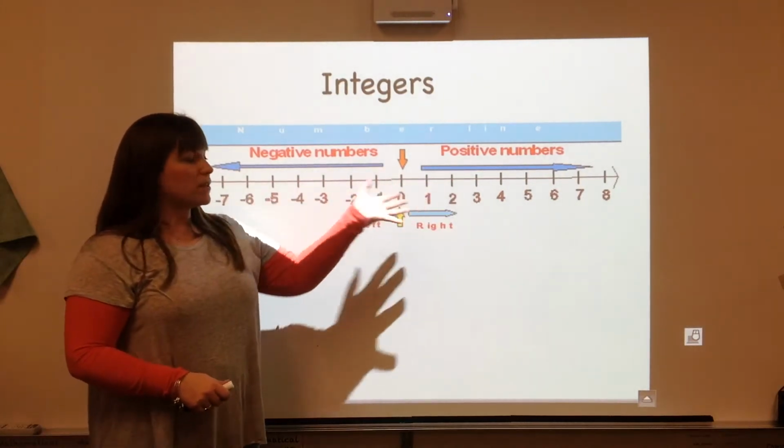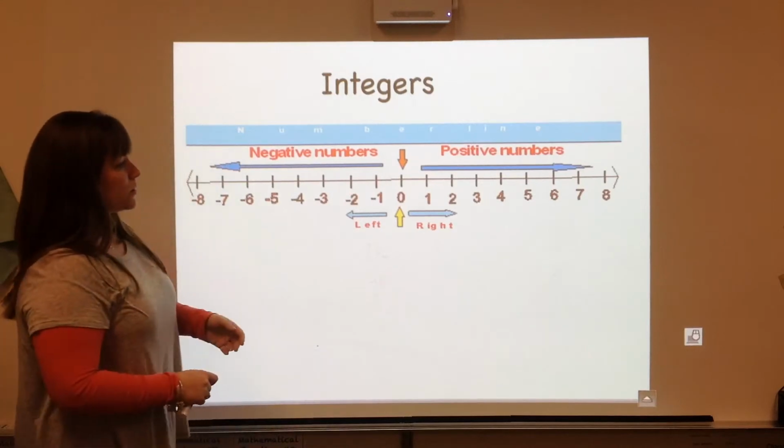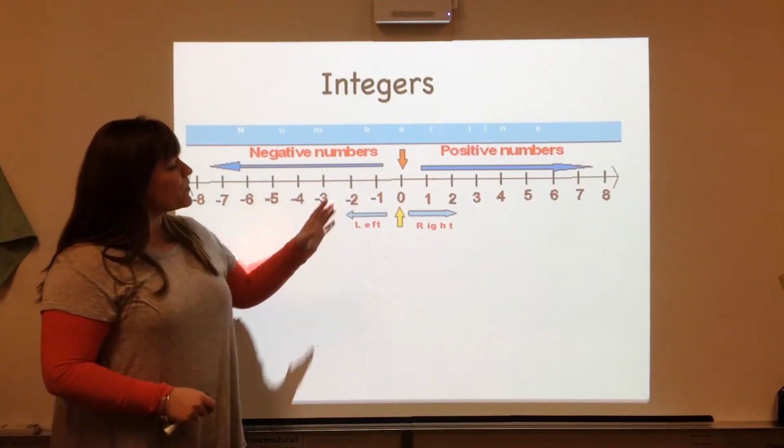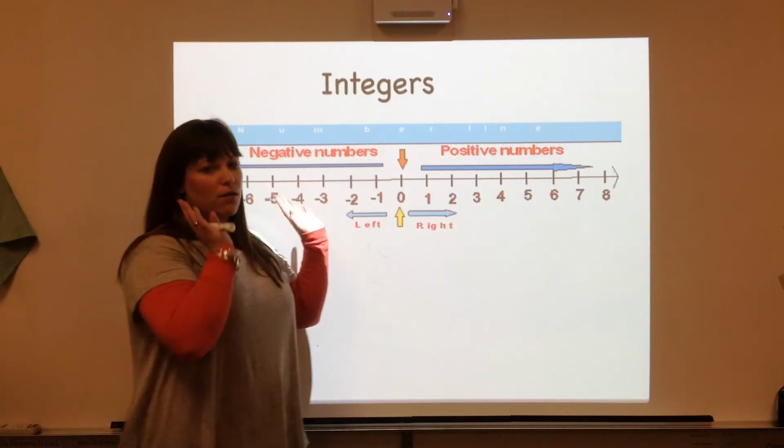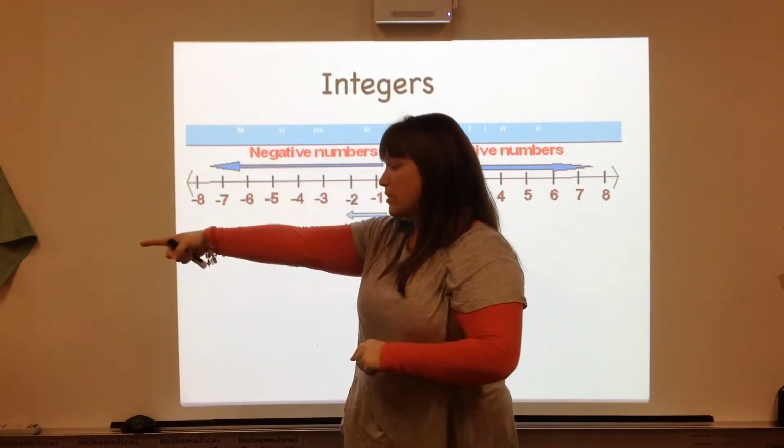And we are going to be later on talking about the number line and graphing them as well. So that's just a little taste of what's to come. The important thing to remember is that all the positive numbers are to the right of 0 and all the negative numbers are to the left of 0.